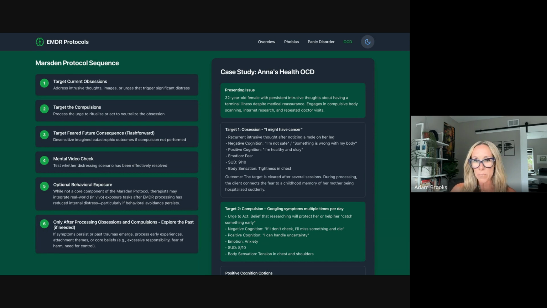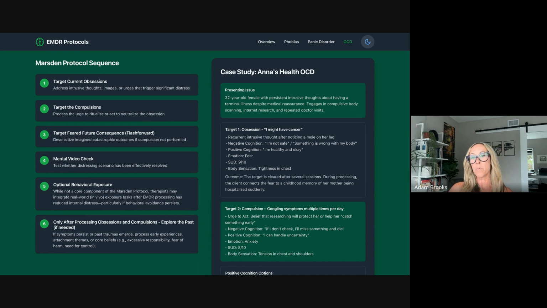It's not a core component of Marsden's protocol, but I like to use it, especially after EMDR processing. It's helpful to test where the client is using real-world in vivo exposures. Then after that, only after that, after processing obsessions and compulsions, then you explore the past if needed.